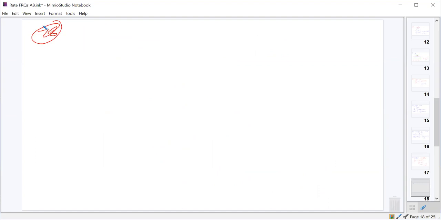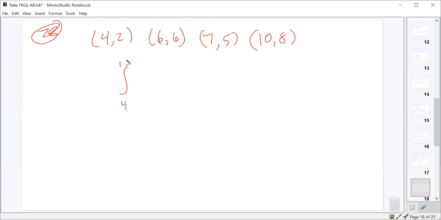Okay, 28 says the graph of a continuous function passes through the points 4, 2, 6, 6, and 7, 5. Oh, and 10, 8. Missed that one almost. Using trapezoids, we would estimate the integral from 4 to 10. So we'll do a trapezoidal approximation for the integral from 4 to 10 of f of x.